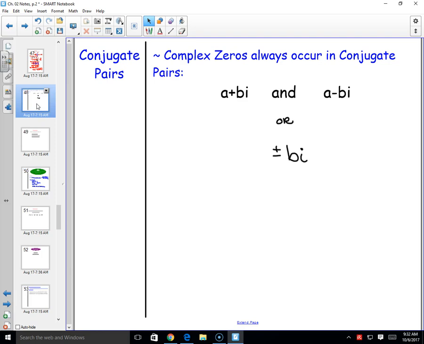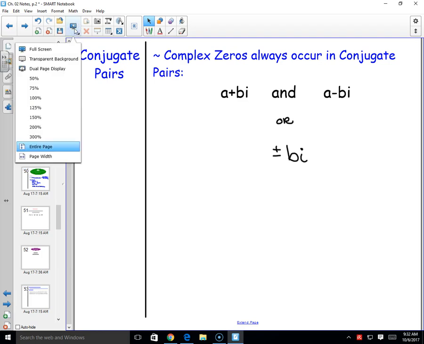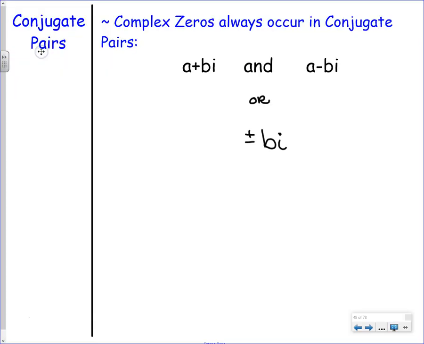But if there is a complex zero, there's never going to be just one. If there is a complex zero, there's never going to be just one. They always come in pairs. They always come in twos. And these would be what the zeros are. So one example is that the zeros could be a plus bi and a minus bi. But another example is that the zeros might just be like 0 plus or minus bi. That would be what the zeros are.